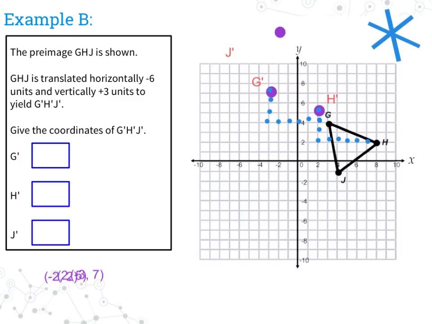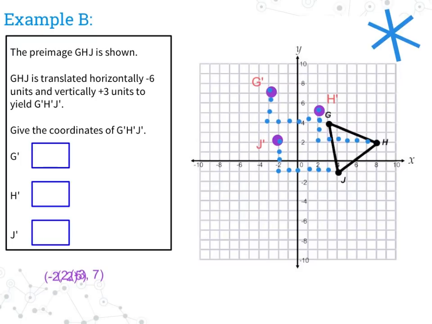Now finally, I'm going to do the same thing with J. I'm going to count 1, 2, 3, 4, 5, 6, and I'm going to go up 3. 1, 2, 3, and again I'm going to label my point, and I'm going to call it J prime. It's very important that when you label your points that you use that prime symbol. If you don't, you're just saying that J and J have moved places without any justification for them, and your answer would be marked incorrectly.